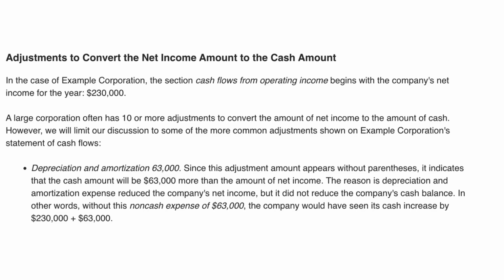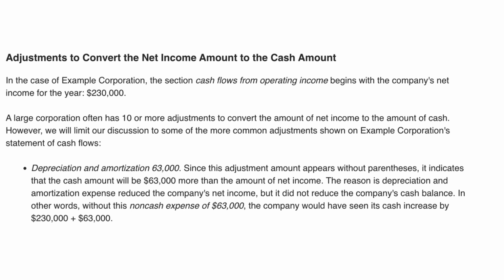Adjustments to convert the net income amount to the cash amount. In the case of Example Corporation, the section cash flows from operating activities begins with the company's net income for the year, $230,000. A large corporation often has 10 or more adjustments to convert the amount of net income to the amount of cash. However, we will limit our discussion to some of the more common adjustments shown on Example Corporation's statement of cash flows. Depreciation and amortization, $63,000.